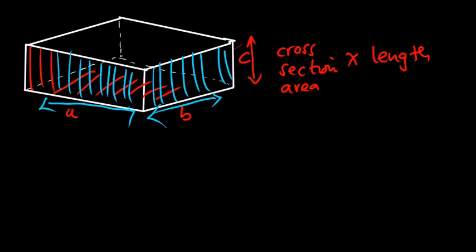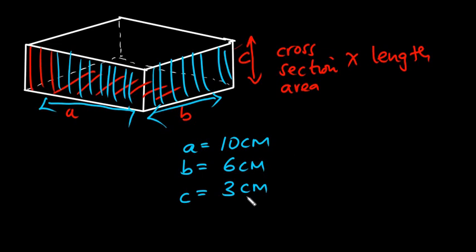So let's have A as 10 centimeters and B as 6 centimeters and C as 3 centimeters. What is going to be the volume of that cuboid? So we have 10 centimeters, 6 centimeters and 3 centimeters. As we said, you can take any face to be the cross section. So assume we take the base as the cross section.